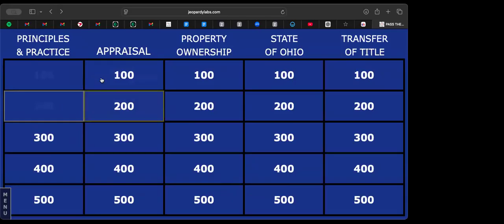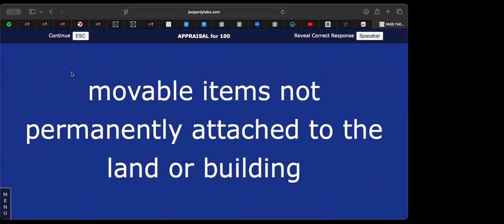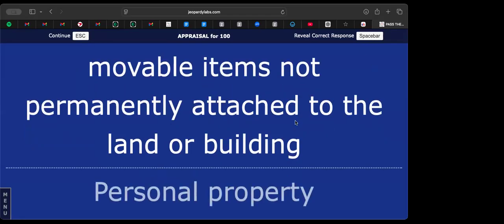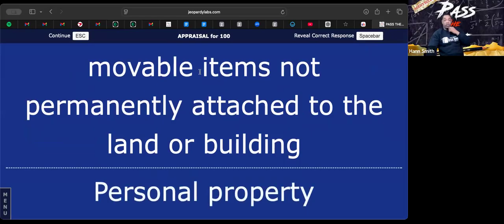Appraisal 100. Fixtures. Personal property. Movable items not permanently attached to the land or the building. The fixture is personal property. So I'm going to accept that as the answer.